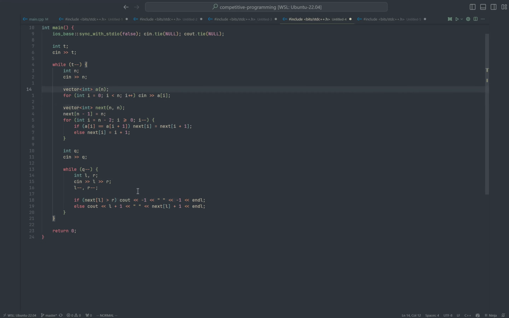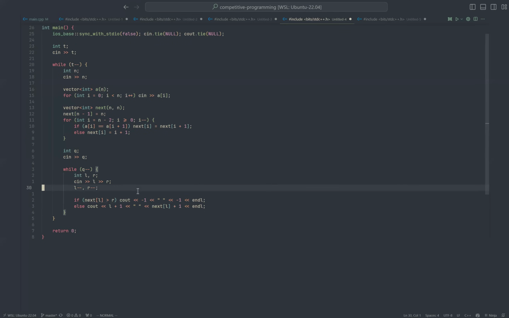For every test case, declaring a vector and taking inputs will take big O of n time complexity. Then finding this next array also takes big O of n time complexity, because in every iteration of the for loop, I'm just doing big O of 1 operations. After that, for every query, I'm just answering it in big O of 1, not even log n.